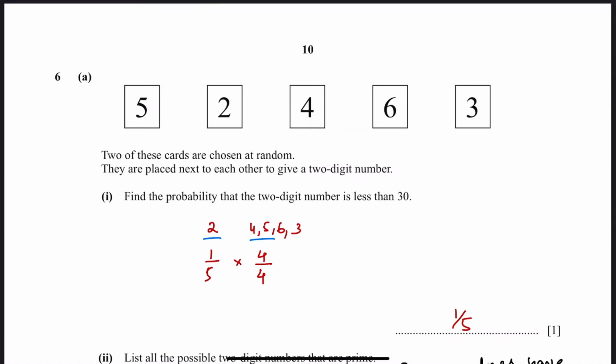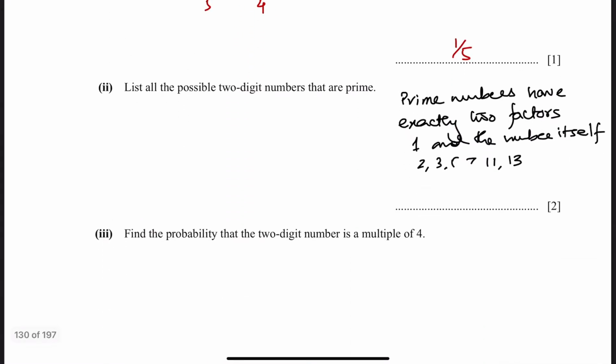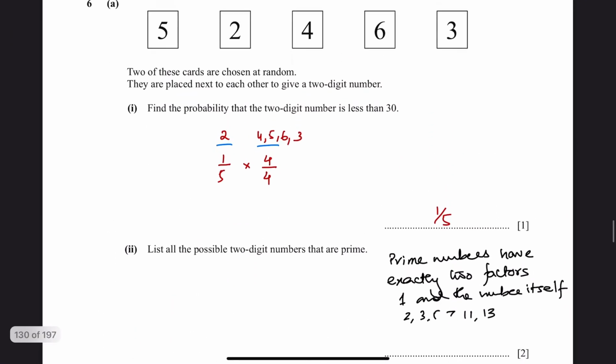Then the next part says list all the two-digit numbers that are prime. So I will need a list of numbers. So I start off with 23. Yes, that's a prime number. I'm going to count that. 24 is not a prime number. 25 is not a prime number, and 26 is also not a prime number.